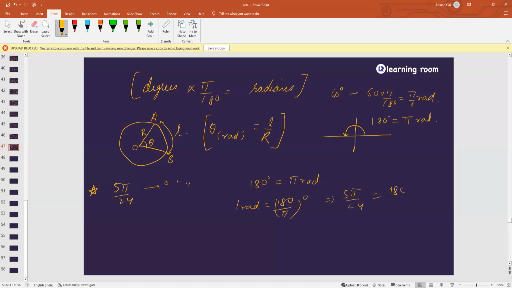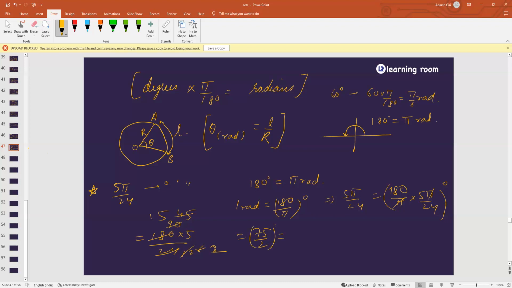That will be 180 by pi into 5 pi by 24 degrees. This pi gets cancelled. So it will be 180 into 5 by 24. So 12 goes into 180, this will be 15, this will be 2. Then 3 into 5 is 15. So it is 75 upon 2. Right? So 75 upon 2 degrees.